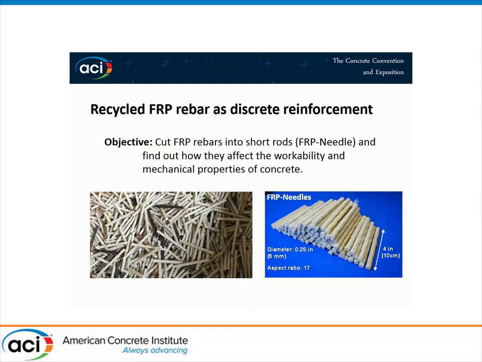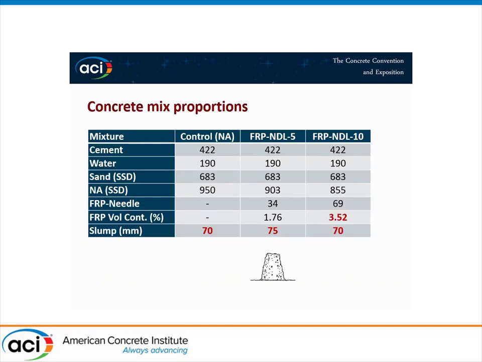As you can see, these are the dimensions of the needles that we produce, and they are like the size of cigarettes. Okay, so they are quite larger than fibers typically used in concrete. So we decided to put them in concrete and see how they affect properties of concrete.